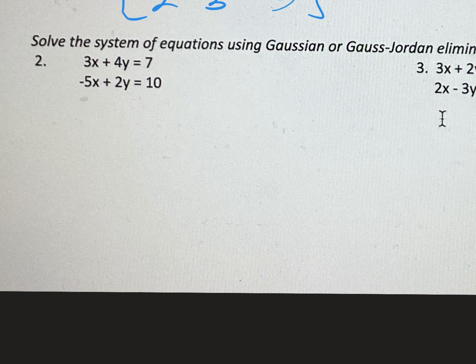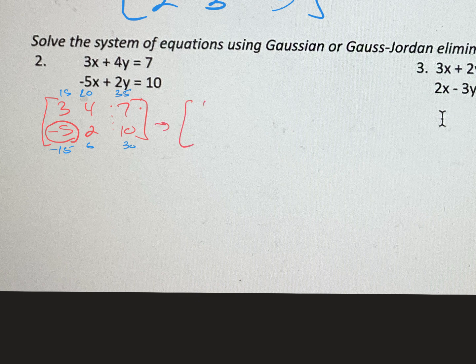Actually going to set up the matrix again. Set up that augmented matrix. Got 3, 4, 7, -5, 2, 10. And remember what I'm trying to do. I need to get zeros and ones where I want them. Let's start with the first column. I'm going to multiply the top row, everything, by 5 to give me a 15, a 20, and a 35. And the whole bottom row by 3, which gives me a -15, a 6, and a 30. And I'm going to just add all those numbers and replace my bottom row.